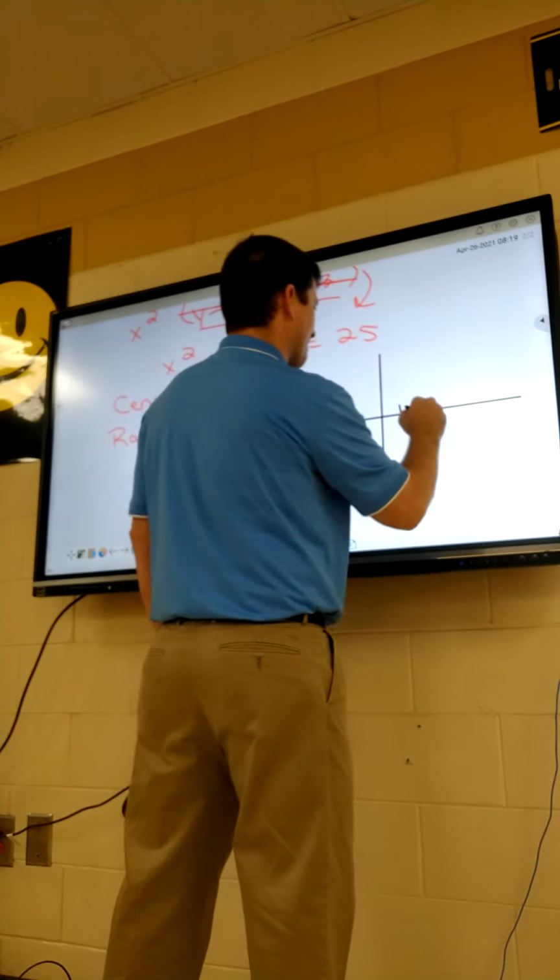All right, Kelly, what's the center on this one? Center to be (0, 3). 0 on the x because it doesn't have parentheses, 3 on the y. I agree. Over 0, up 3. 1, 2, 3. Y'all put a point right there. Ours is going to go off the chart a bit. That's okay.